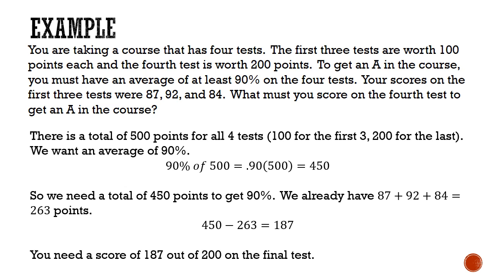You also know that you already have an 87, a 92, and an 84. Add those together, that gives you 263. Subtract that from 450, and that tells you that you need to make 187 points out of 200 on the final test.